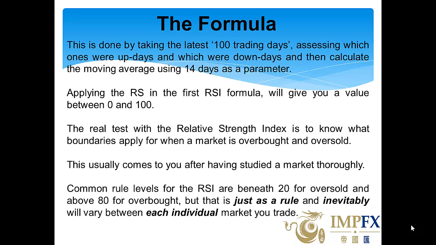Common rule levels for the RSI are beneath 20 for oversold and above 80 for overbought, but that is just as a rule and inevitably will vary between each individual market you trade. And I shall explain this a little bit further in the next graph.